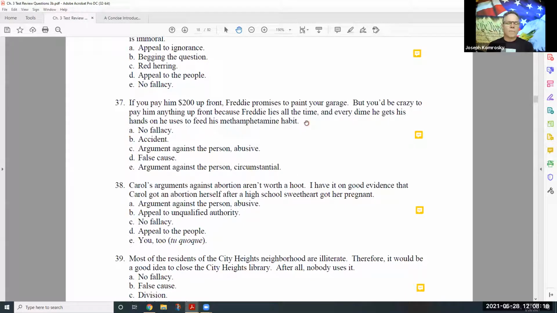So if you pay him up front, let's analyze this. You can push pause and think about this. If you pay him $200 up front, he promises to paint your garage. So it looks like the person's making fun of Freddie, right? Looks like he's attacking him, talking about a methamphetamine habit. Every dime he gets, he spends on this. You'd be crazy to pay him anything up front. It sounds like an argument against the person abusive, right?